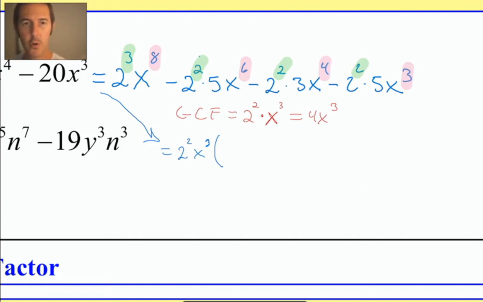And when the first term gives up 2 factors of 2 of its available 3 factors of 2, how many factors of 2 does it have left? Well, it's only got 1. And there it is. And it had 8 factors of x, and it gave away 3 of them. So how many does it have left? It's got 5 factors of x.